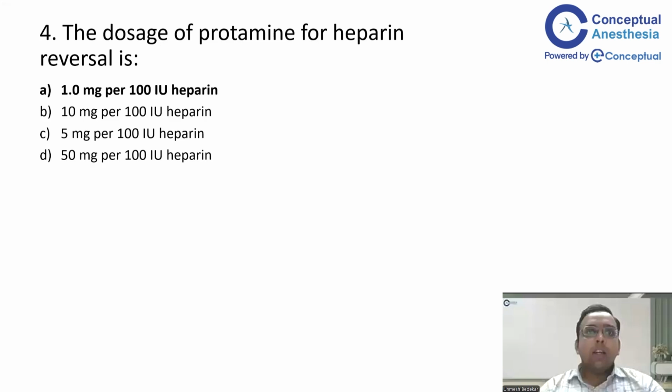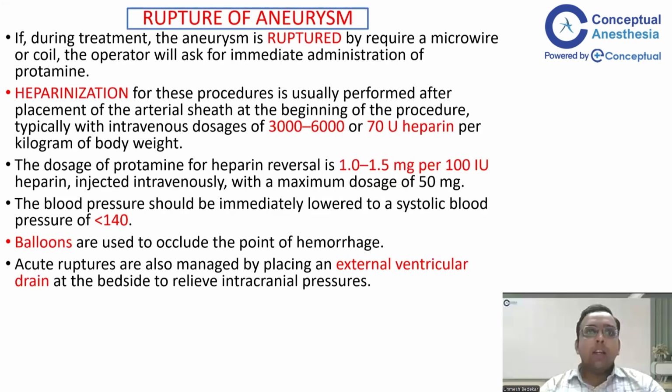Now, suppose a patient with an aneurysm is in the DSA suite and you are doing a coiling and suddenly there's a rupture of the aneurysm by the microwire that is being used or the coil that is being placed. So the radiologist or the interventional radiologist or the neurosurgeon will ask for immediate administration of protamine for heparin reversal. Now, these procedures are highly heparinized procedures. They are done with placement of the arterial sheath at the beginning of the procedure in the femoral artery. Typically, the IV dosage of heparin is 3,000 to 6,000 units or 70 units of heparin per kilogram of body weight.